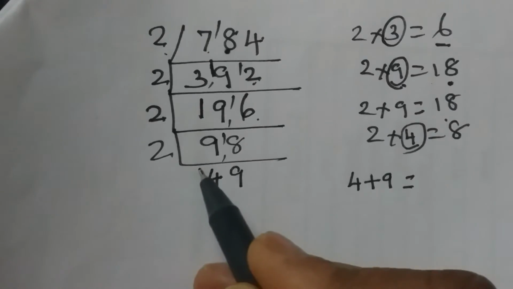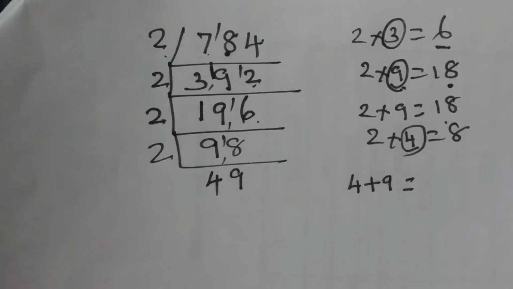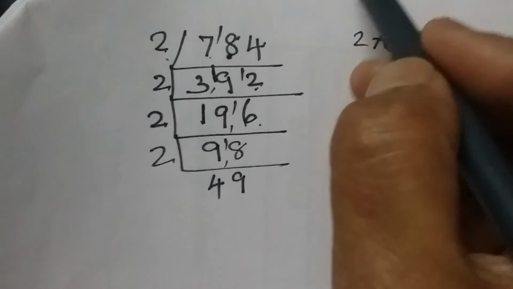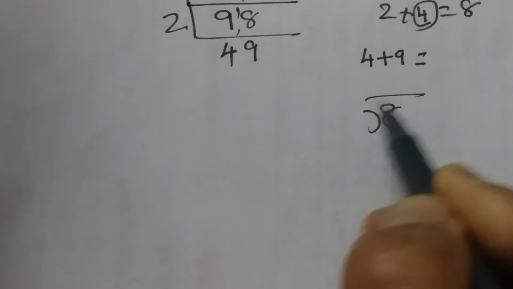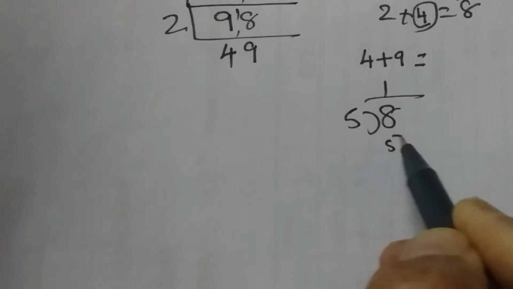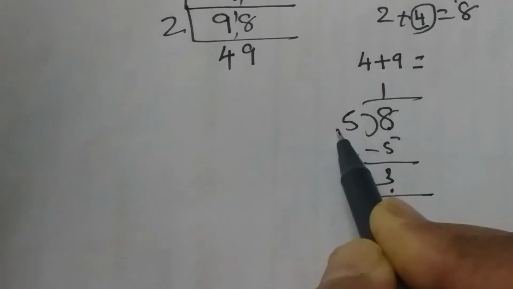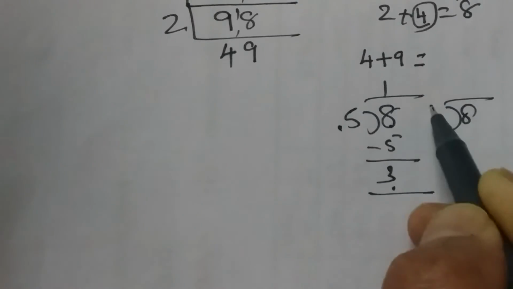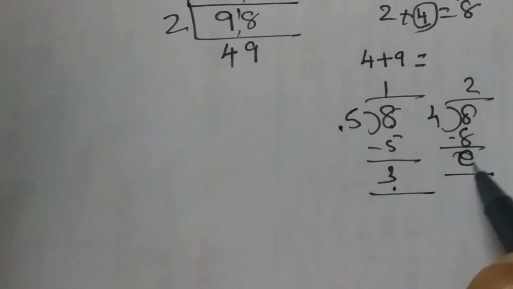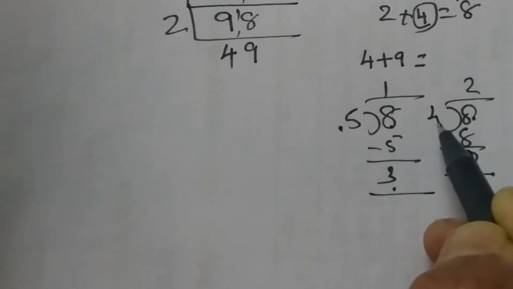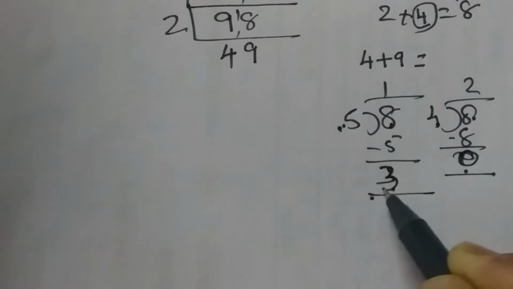Divisible by 3 means when you divide this by 3, your remainder should be 0. That is the meaning of divisible. Suppose you are dividing 8 by 5. 5 ones are 5 and 8 minus 5 is 3. There is a remainder. So 8 is not divisible by 5. But you divide 8 by 4. 4 twos are 8. 8 minus 8 is 0. So when you get a remainder 0, we say 8 is divisible by 4. But 8 is not divisible by 5 because the remainder is not 0.